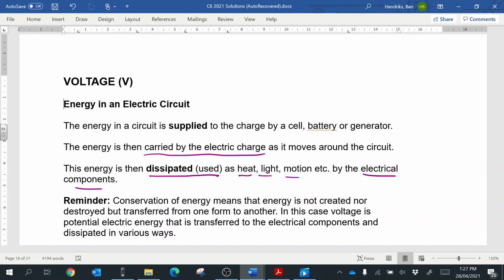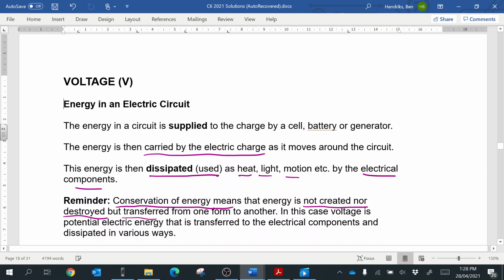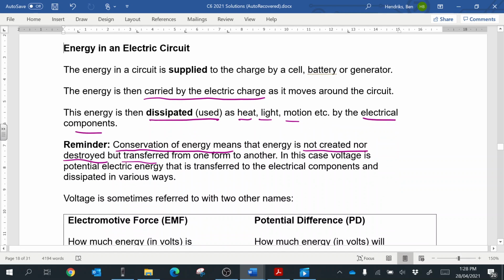So we just have a little reminder here that the conservation of energy means that energy is not created nor destroyed, but transferred from one form to another. In this case, voltage is potential electrical energy that is transferred to the electrical components and dissipated in various ways.